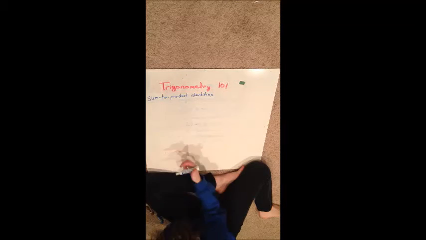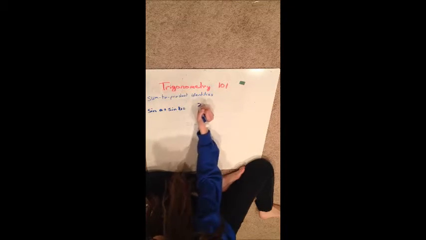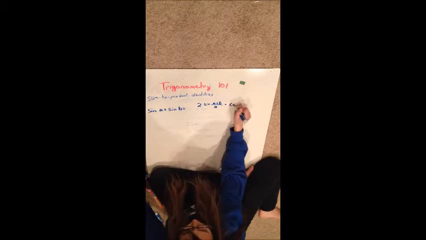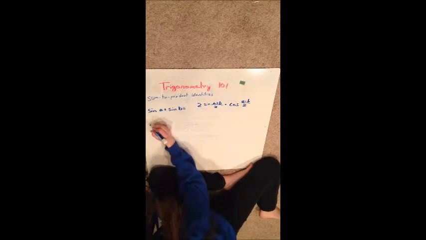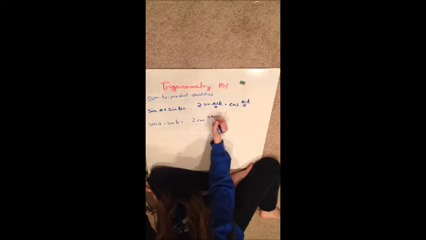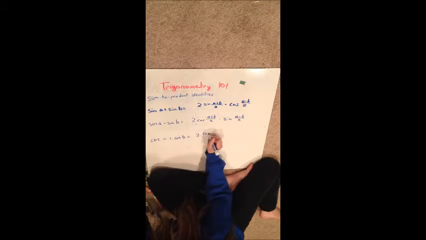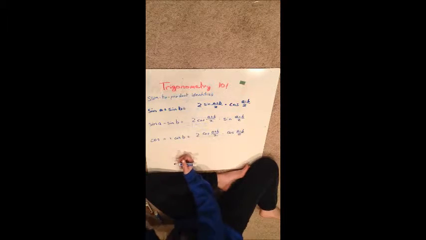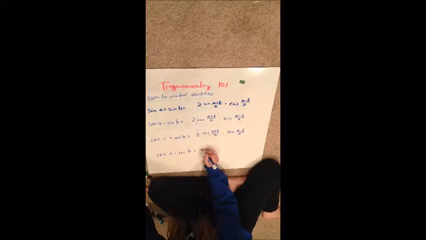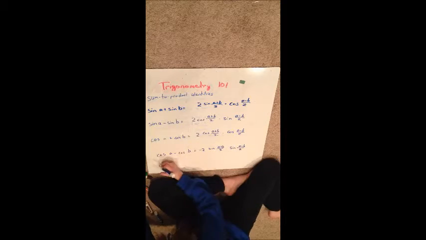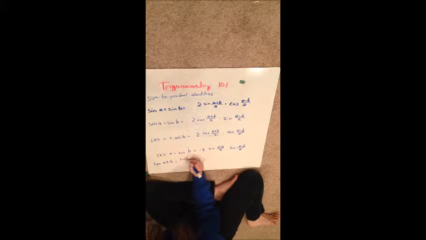Now we're going to do sum to product identities, which is when you have two trig functions added together and they have a multiplicative identity. For example, sine of A plus sine of B equals 2 sine of (A plus B) over 2 times cosine of (A minus B) over 2. So I'm just going to write them all out now, and then we'll go back and I'll give you cool ways to remember them once they're all written out.